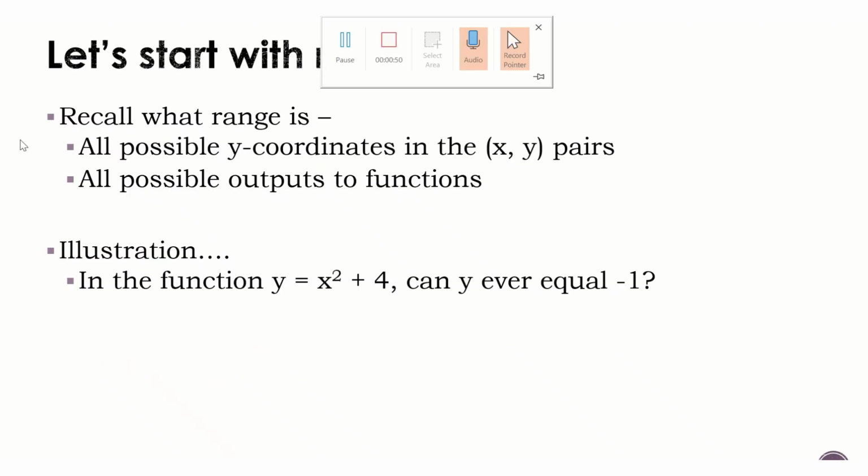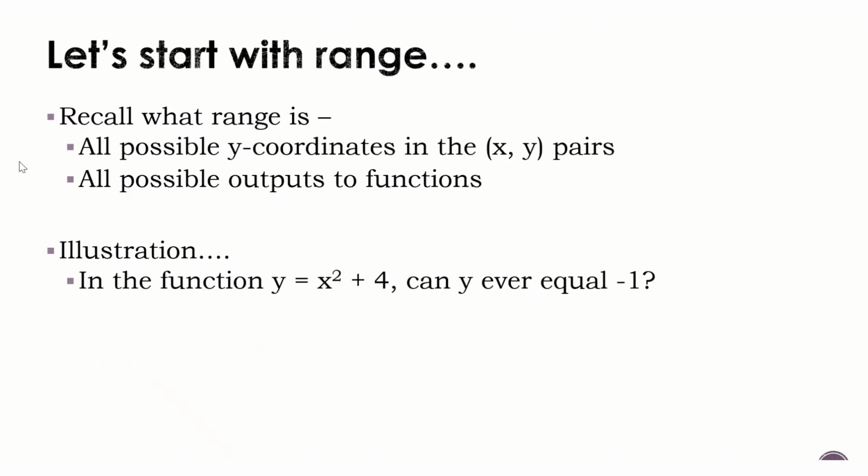So we're going to start with range, which might seem weird because we always talk about domain and range, domain and range, and domain always comes first. But domain is kind of the weird one here, as opposed to range. Range is going to do more what I want it to do. So let's recall what range is. Range is all of the possible y coordinates in a function in those xy pairs.